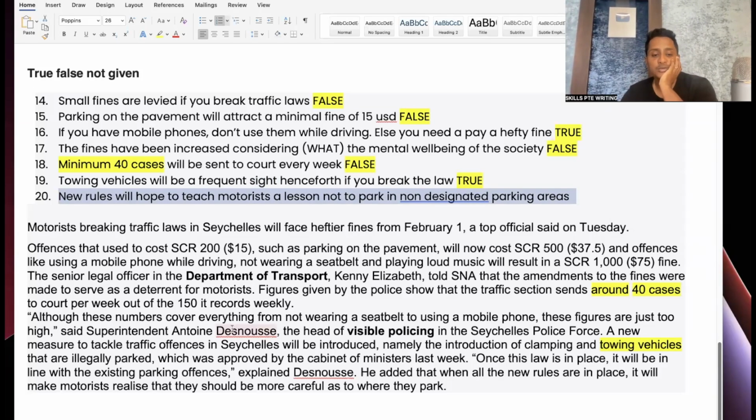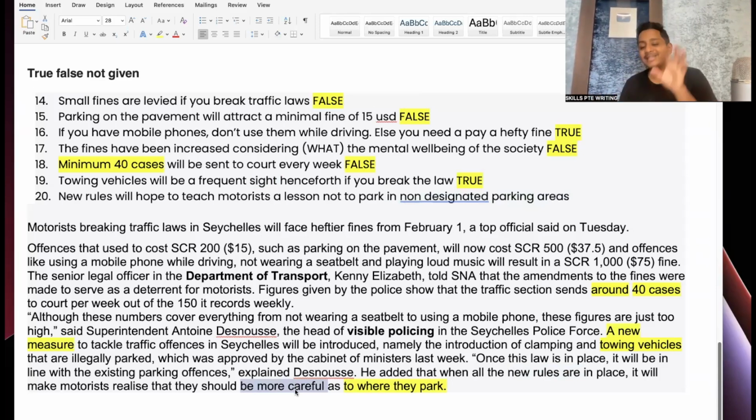The new rules, new measure. This is the new rule. It will hope to teach motorists to realize that they should be more careful as to where they park. Teach motorists a lesson not to park in non-designated areas. That's exactly what this new rule is about, to bring the change. When all the new rules are in place, it will make the motorists realize they should be more careful as to where they park, meaning they should not park in non-designated parking areas.